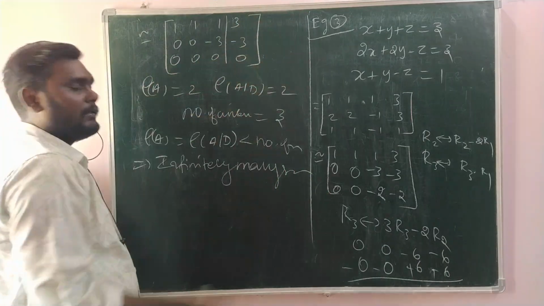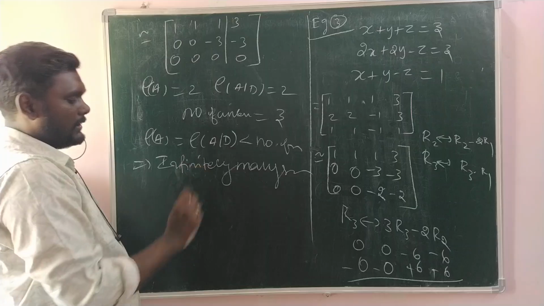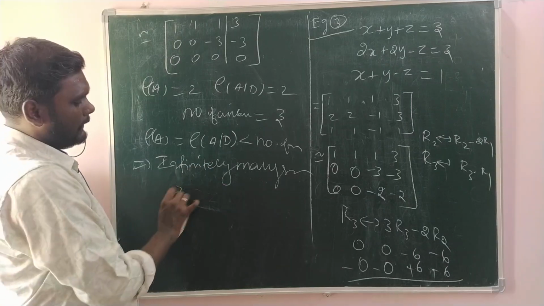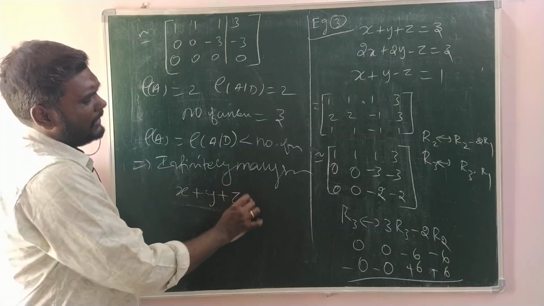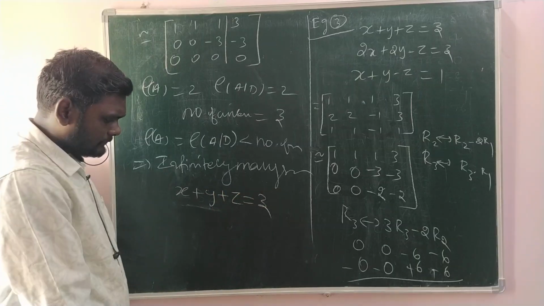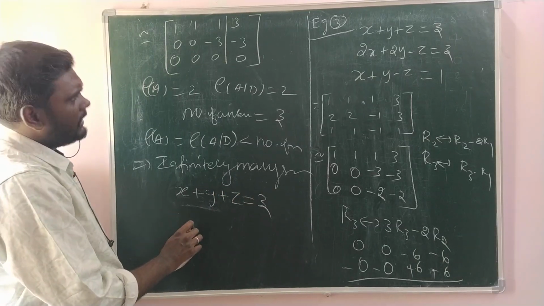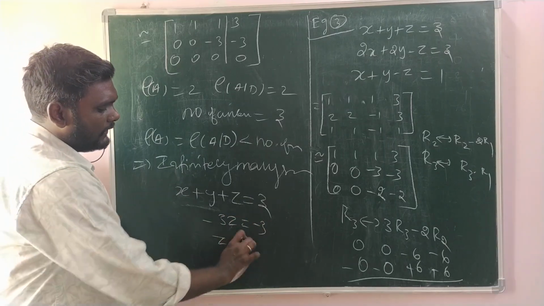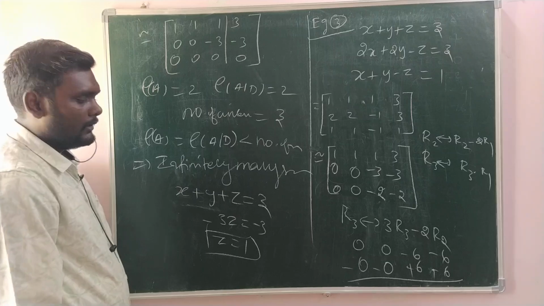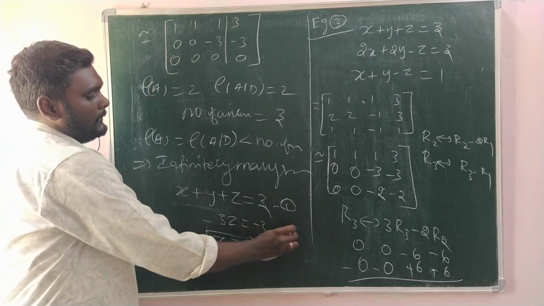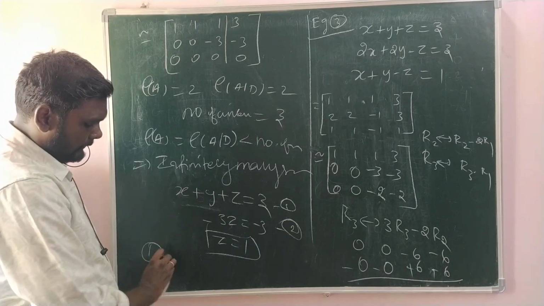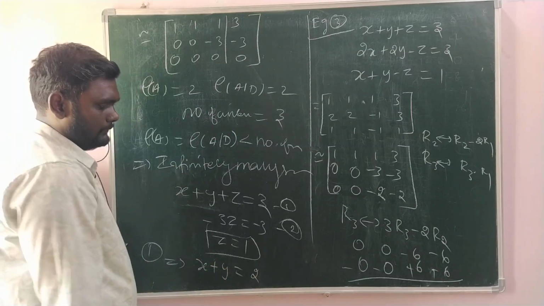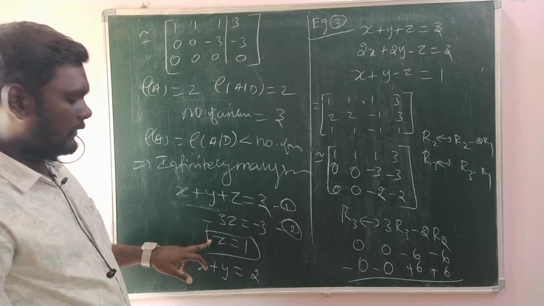Again, this can be written in the equation form. So the third row is fully 0. In the second row, minus 3 is there. This is x plus y plus z is equal to 3, and we get minus 3z is equal to minus 3. Then z is equal to 1 is the solution. That can be substituted in the first equation, and we'll get x plus y equal to 2. Okay. Now this is one solution.